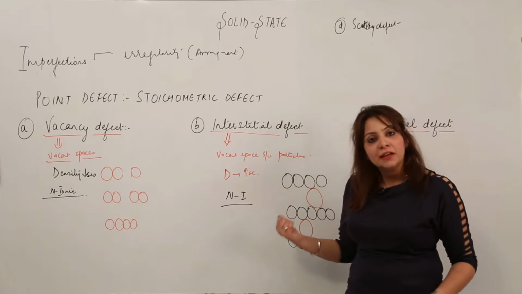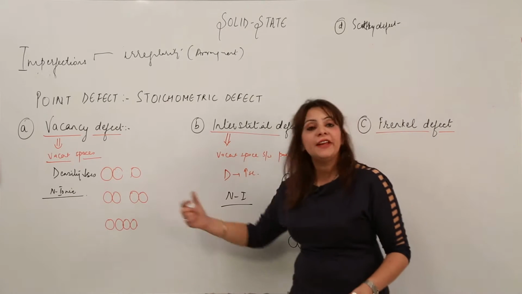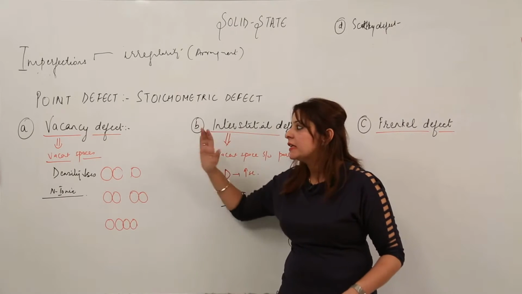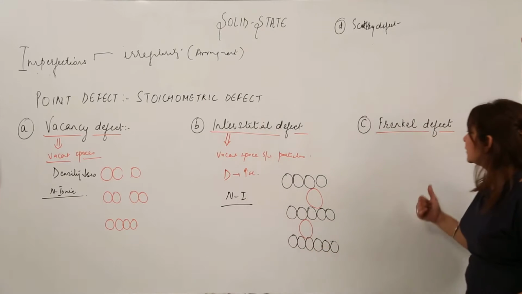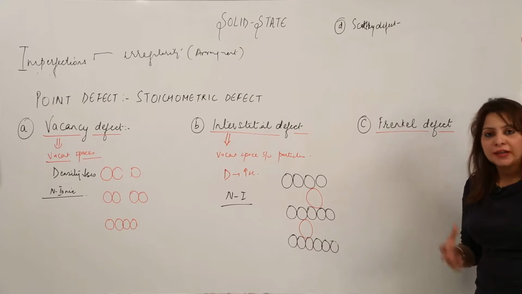Here particles are increasing in number, so we say that the density is somehow increasing. And both of them are shown by the non-ionic solids. Right. So this is the vacancy defect, and this is the interstitial defect. Now our concern is with the Frenkel defect, right. So what is actually a Frenkel defect?